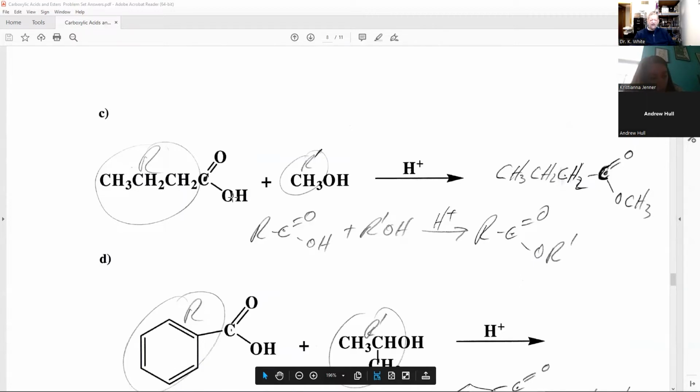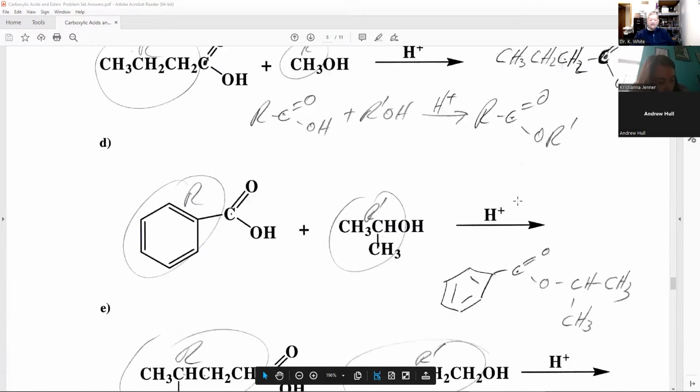And the first one: carbonyl, hydroxy group, R group, carboxylic acid. Second one: carbon, hydroxyl group, alcohol. Acid catalyst, H plus. Carboxylic acid, alcohol, ester. And what's my R group? 3 carbons. What's my R prime? 1. And that's the ester you get.